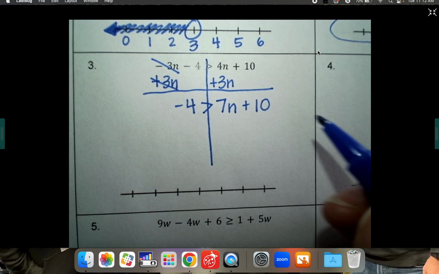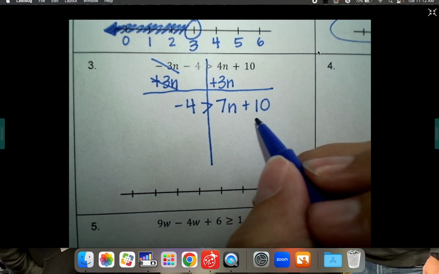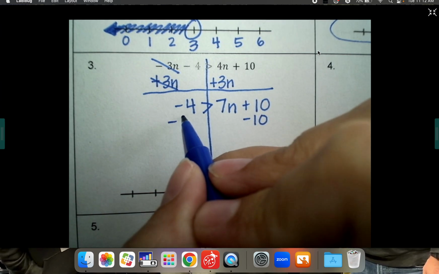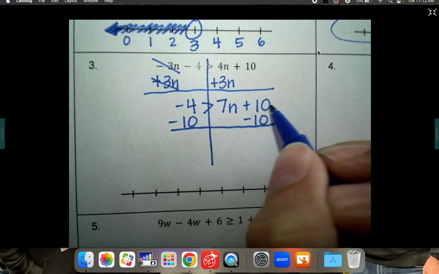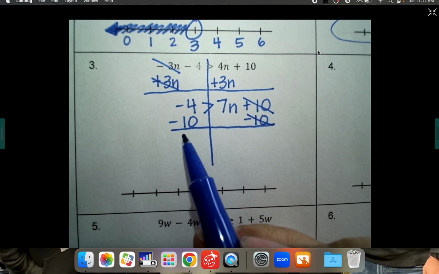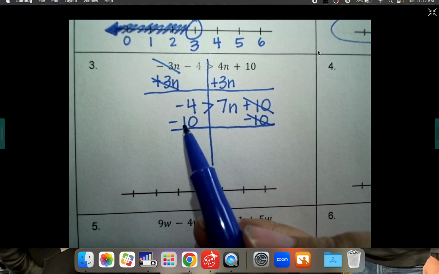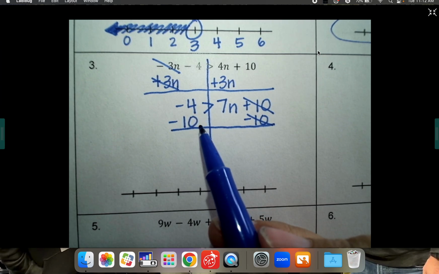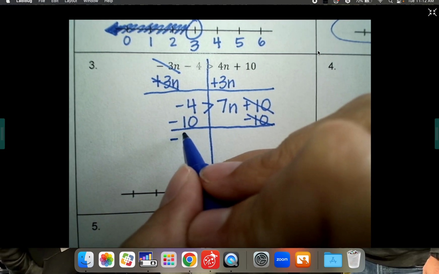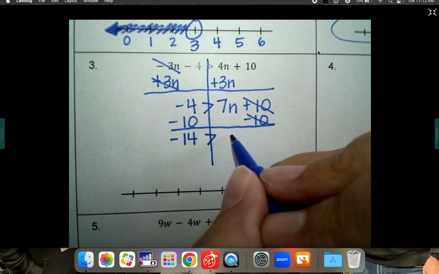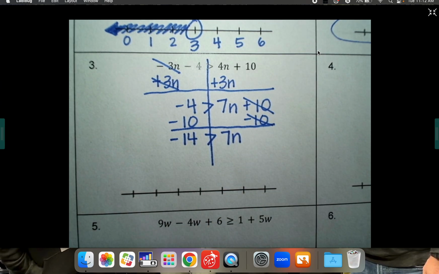So let's just keep going. Next step, I would get rid of this plus 10 by subtracting 10 on both sides. Cancel, cancel. Be really careful here. This is not 6 or negative 6. Negative 4 minus 10 more is all the way back to negative 14. And then you have 7n over here.